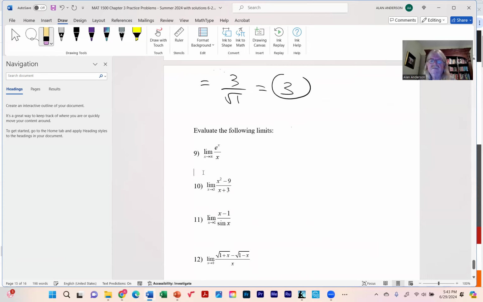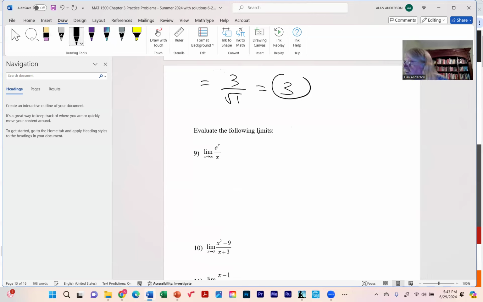Let's try some of these. So direct substitution here, you can see is not going to work because we're going to end up with e to the infinity over infinity. All right, so let's try L'Hopital's.